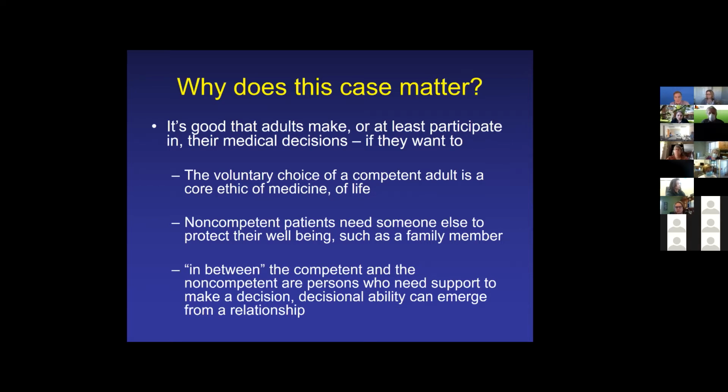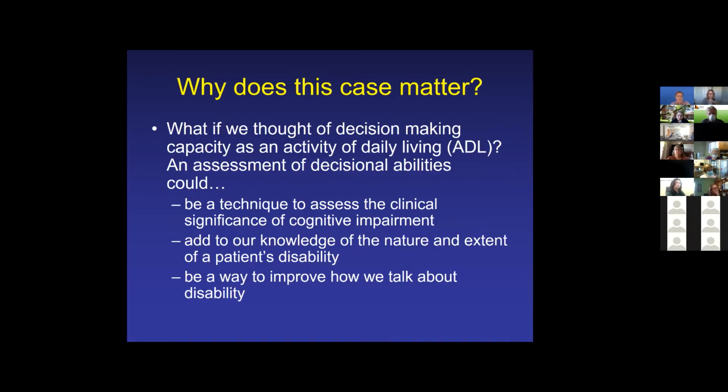And also, in between the competent and the not competent are persons who need support to make a decision. Meaning they've got some impairments, but with a little bit of support and help in how to make a decision, they can make the decision. And so this ability almost emerges out of a relationship, one that we know very well in geriatrics, between a patient and their caregiver.